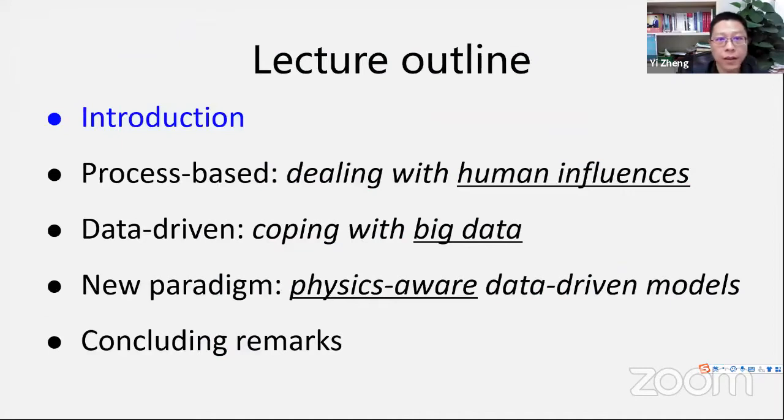So here is a lecture outline. I will start with an introduction to the topic and then discuss the topic from 3 different aspects using research cases from my own group. So first is process-based, dealing with human inferences. Second, data-driven, coping with big data. And the third, new paradigm, physics-aware data-driven models.